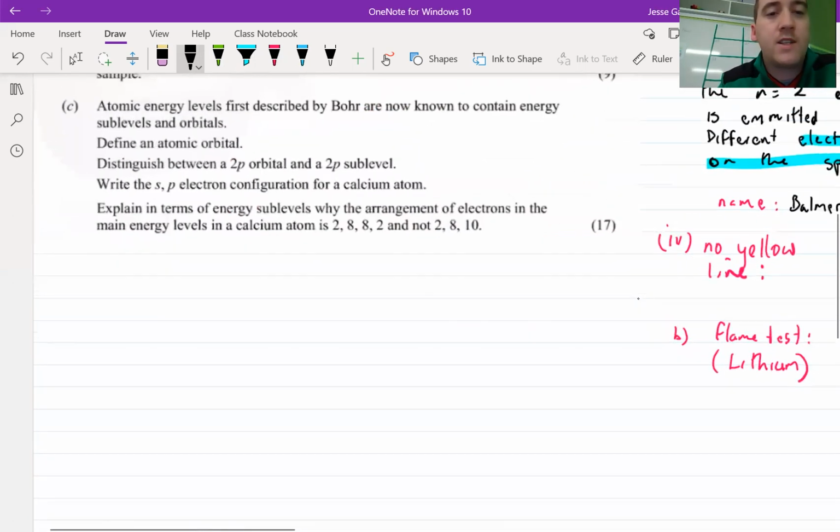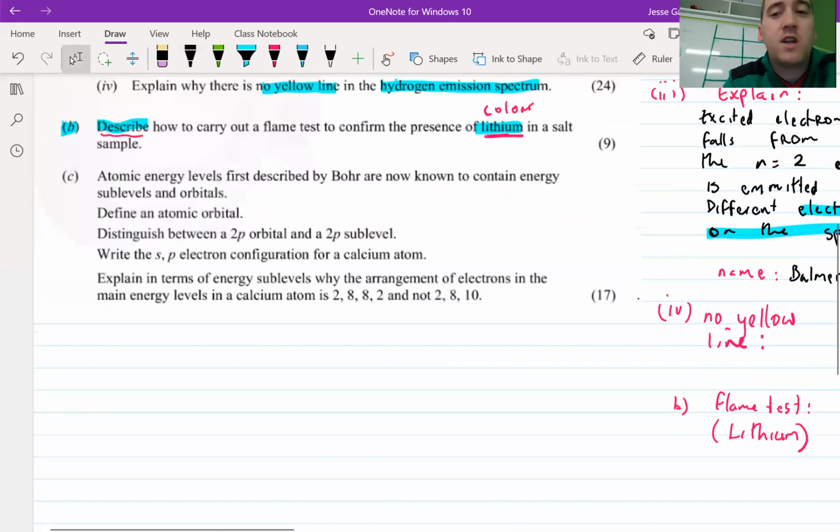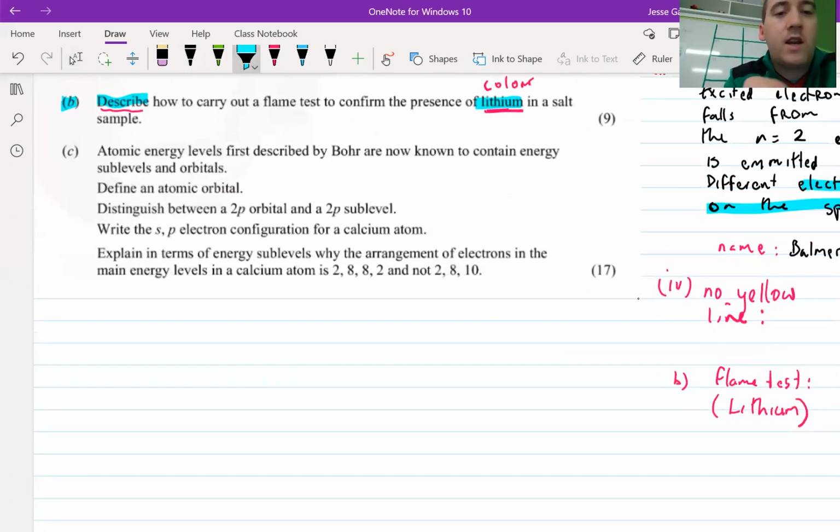All right, let's go and check part C. That was a 9 mark question. That was nice for 9 marks. Okay, let's look at the next bit. Atomic energy levels, first described by Bohr, are now known to contain sublevels and orbitals. Okay, so let's see what we've got to do. First thing, define atomic orbital.